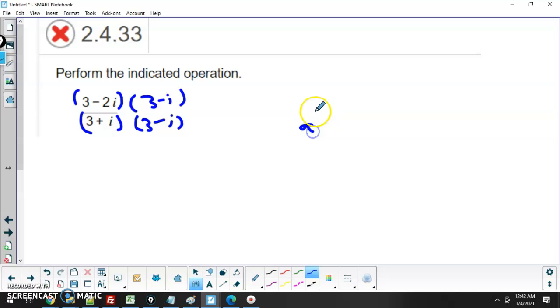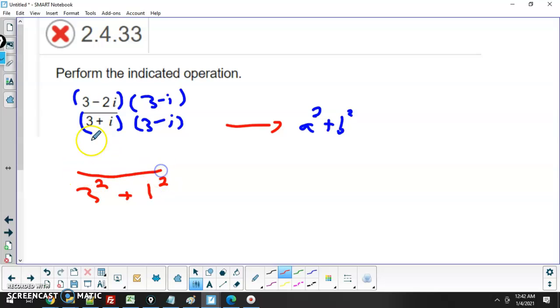Remember the shortcut I taught you just a while ago, or a few seconds ago, if you weren't paying attention before Christmas. It's a squared plus b squared for the bottom. Okay, so the bottom becomes a squared plus b squared. So that would be 3 squared plus b, again, is 1. So we have 1 squared. That's the denominator. Now the numerator, you have to FOIL, okay, because it's not a conjugate times its partner, okay?